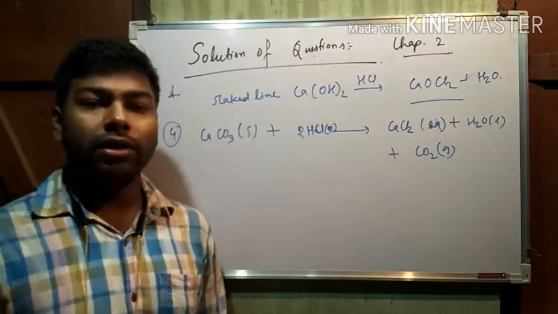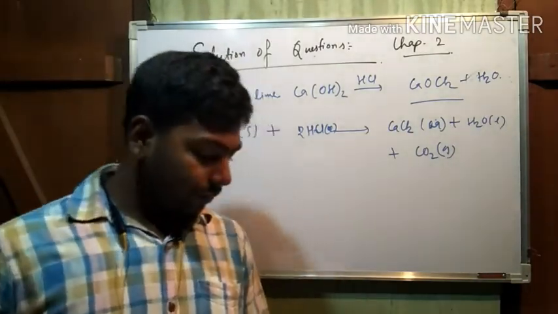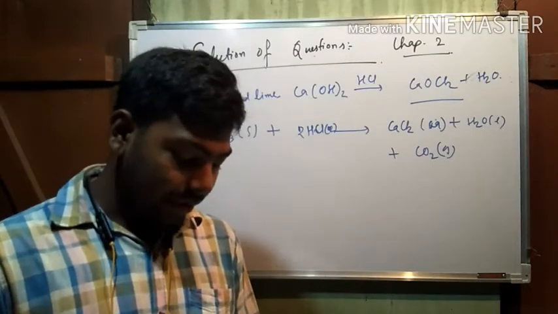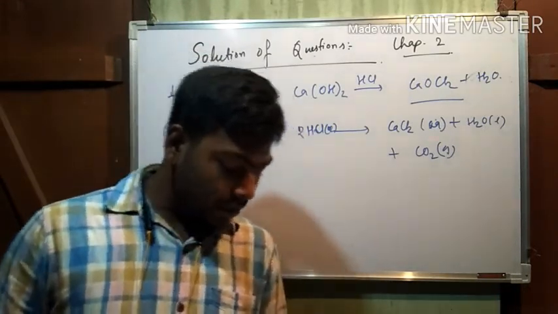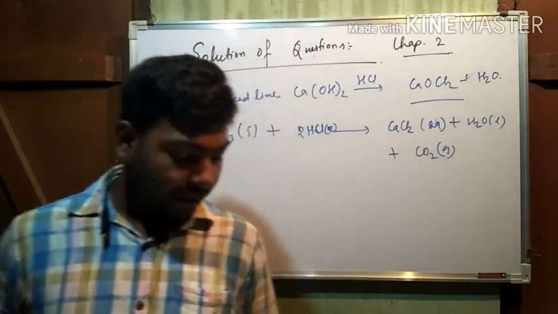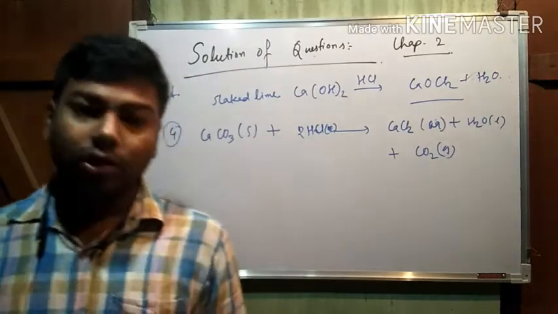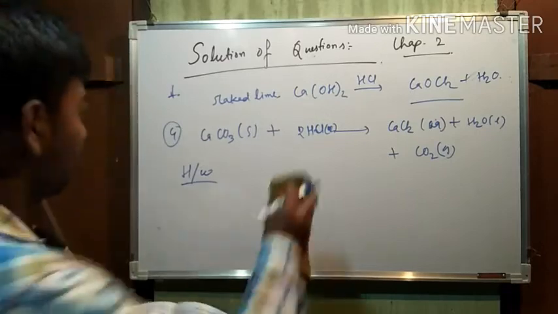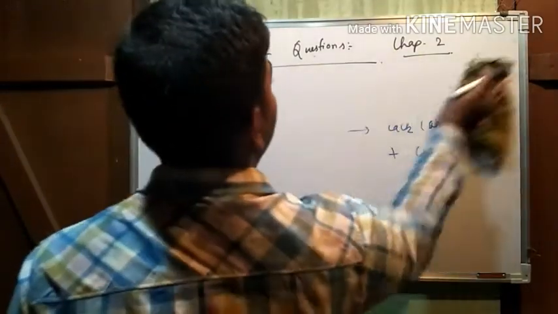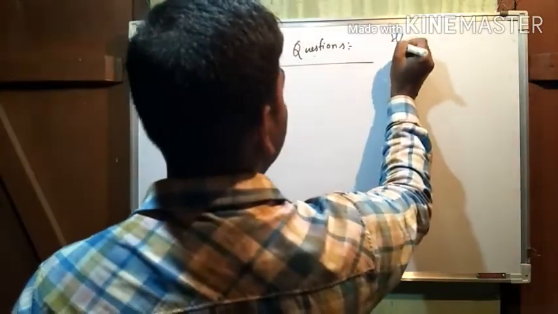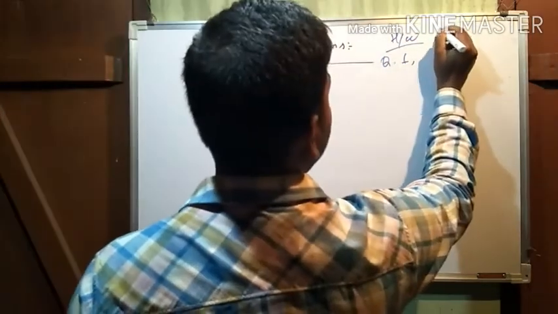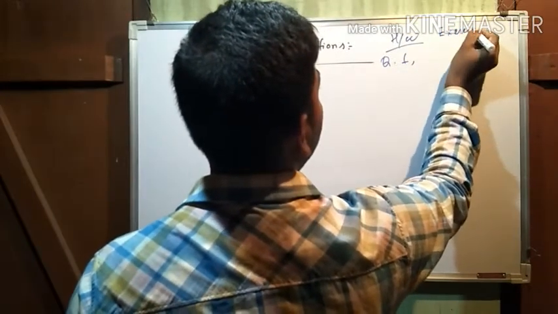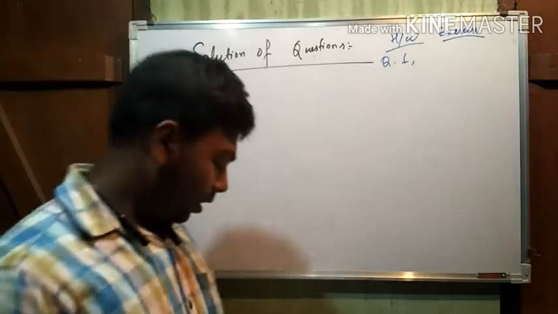Next, our exercise questions. The first question of our exercise is a multiple choice question. A solution turns red litmus blue. What is the pH likely to be? This is homework, I already discussed. Let me write, in the sections I am writing the homeworks. Exercise, question number 1.